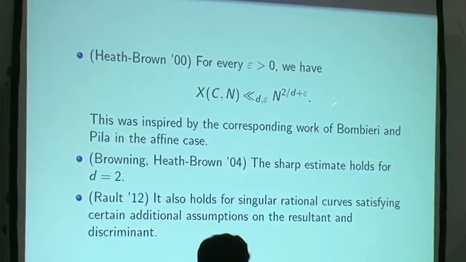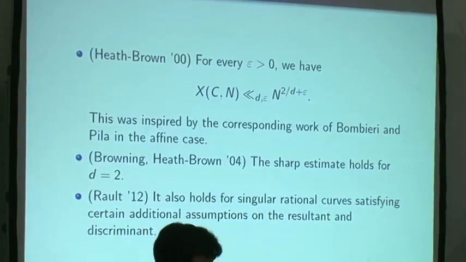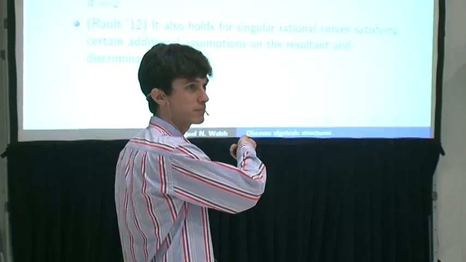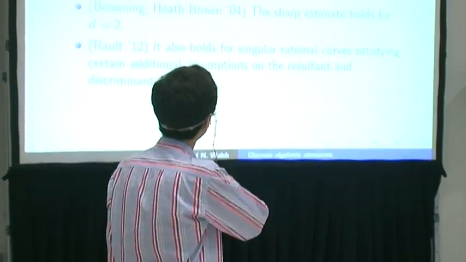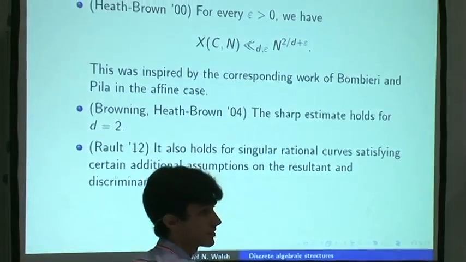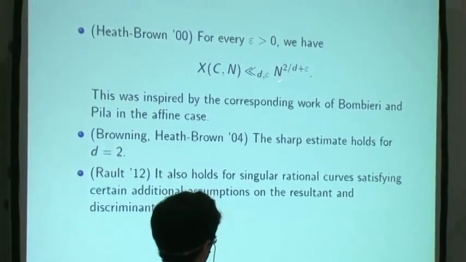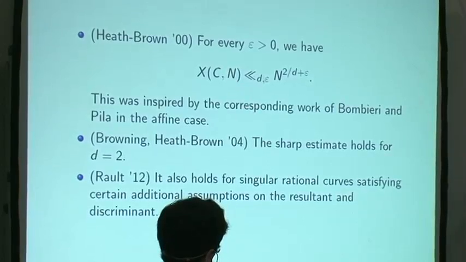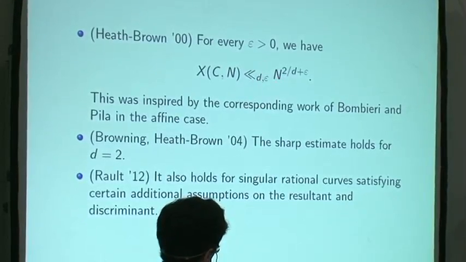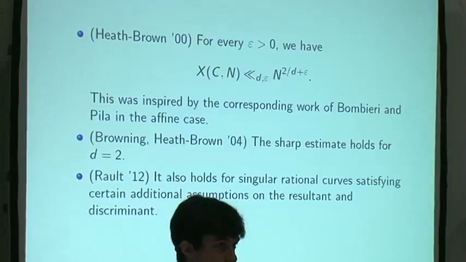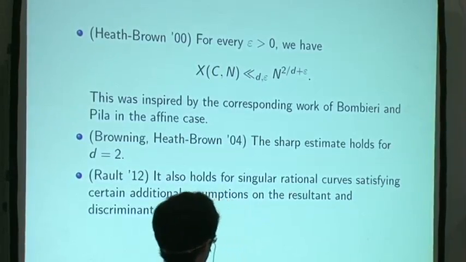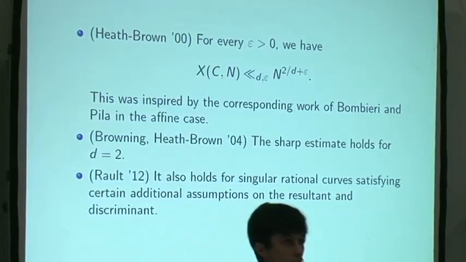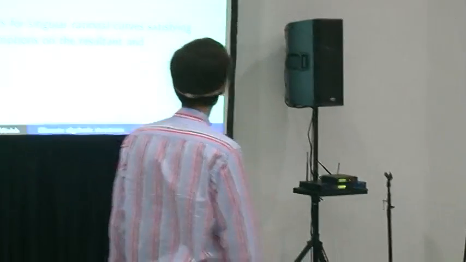The problem, of course, is that as epsilon goes to 0, the implicit constant, I mean, this is very standard notation in analysis, but maybe the audience is very broad. So this just means that the number of points is less than a constant that depends on d and epsilon times n to the 2 over d plus epsilon. So the problem is that as epsilon goes to 0, this constant may grow to infinity. That's the reason why it does not give the result we were talking about.